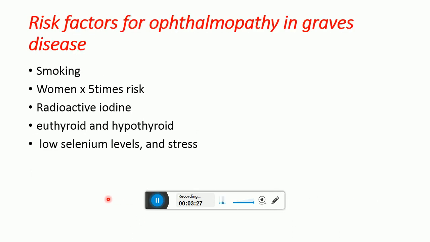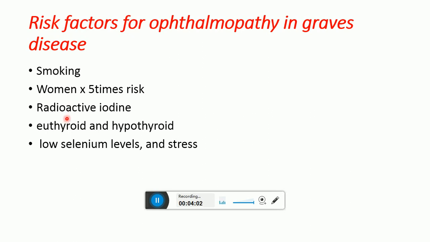What are the risk factors for ophthalmopathy in patients of hyperthyroidism? Once a patient has Graves' disease, the major clinical risk factor for developing thyroid eye disease is smoking. So number 1, smoking. The greater the number of cigarettes smoked per day, the greater the risk, and giving up smoking seems to reduce the risk. Next is gender. Women are 5 times more likely to be affected by TED than men, but this largely reflects the increased incidence of Graves' disease in women.